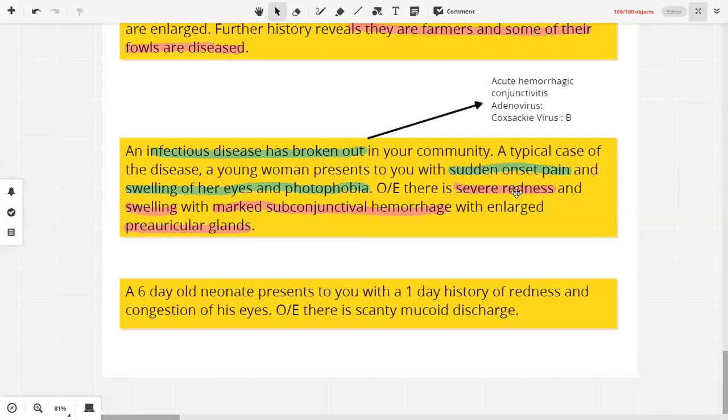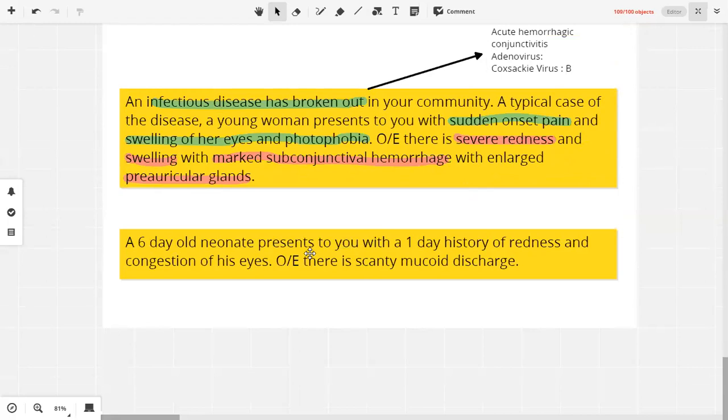Moving on to our last case for today. The important points in history are the age, a 6-day-old neonate presenting to you with a 1-day history of redness. On examination, there is scanty mucoid discharge.